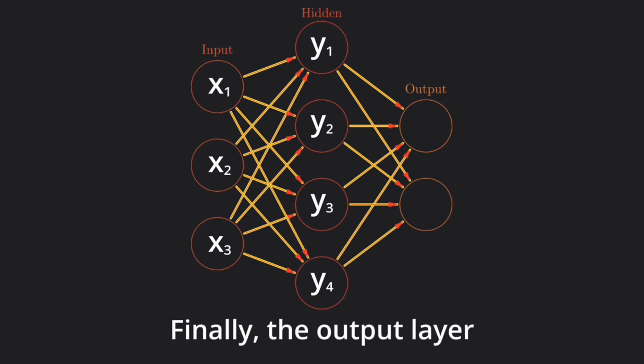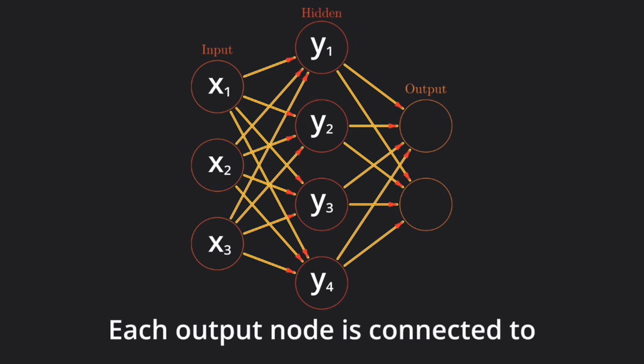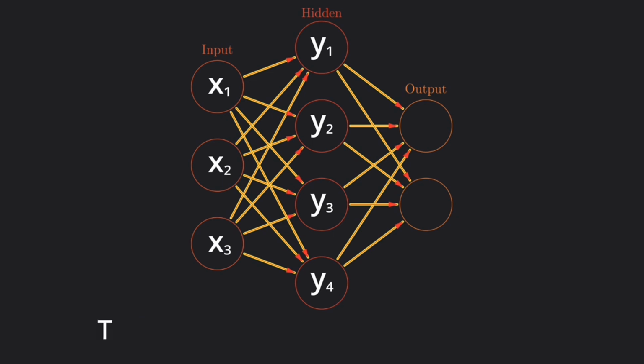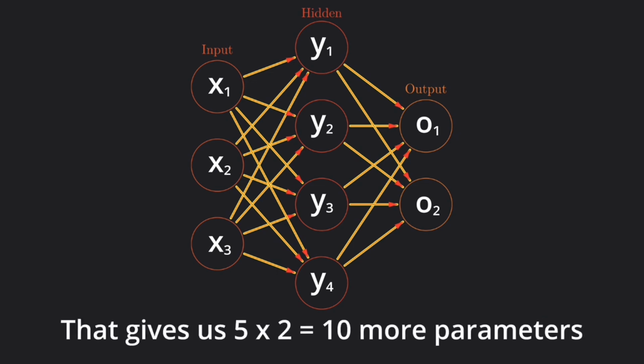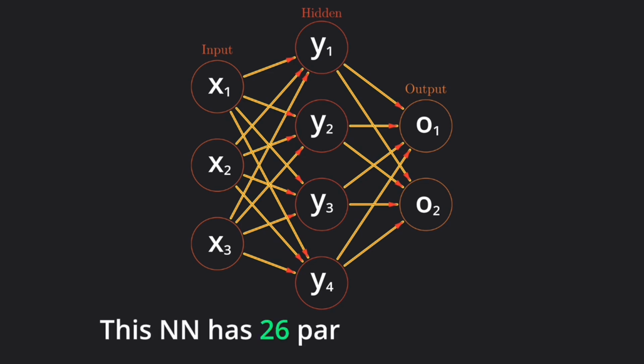Finally, the output layer. Each output node is connected to each of the 4 hidden nodes, so each output node uses this equation to calculate a number O. There's 5 parameters in this equation, and we have 2 nodes, so that gives us 10 more parameters. This neural network has 26 parameters in total.